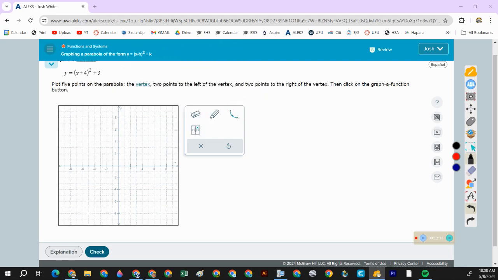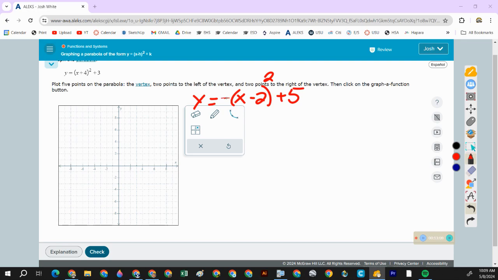What if it said y equals x minus 2 squared plus 5? So that would be right 2, up 5. And then the pattern is over 1, up 1, over 1, up 1, over 2, up 4, over 2, up 4. Oh, right there. And that's my parabola.